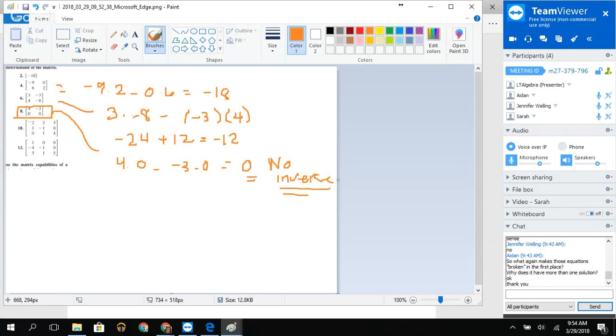Okay. And then I think we're just going to stop there. Number 10 and 12, there are several methods for finding the determinant of a 3 by 3 matrix. They take a little bit more explaining, so we'll just save that for 2 weeks from now. A week and a half from now? Something like that.